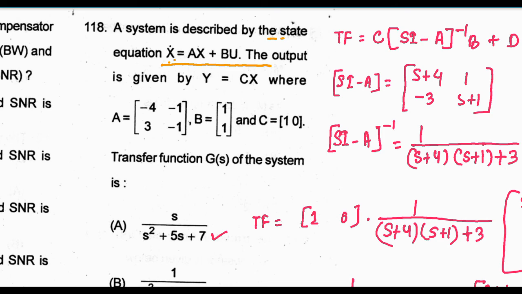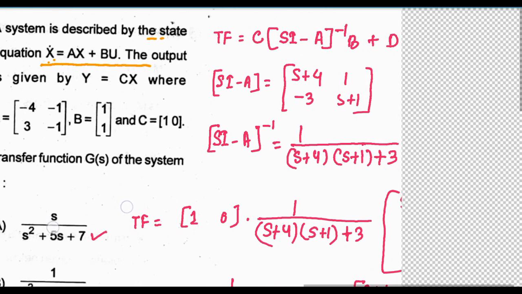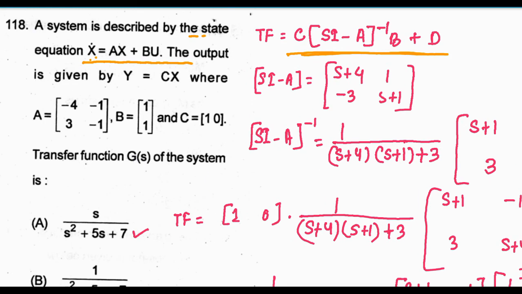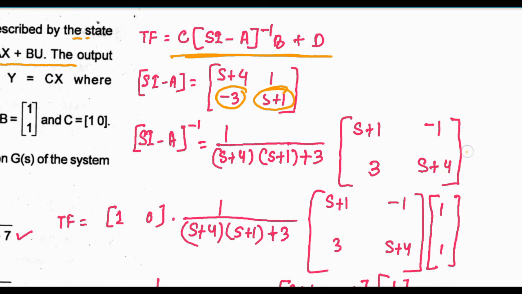Transfer function, we know the formula is C into (sI minus A) inverse into B plus D. This is the transfer function formula we know. So we have to find this one and do the matrix calculations. So what is sI minus A? sI minus A is equal to [s plus 4, 1; -3, s plus 1], and (sI minus A) inverse is equal to 1 by (s plus 4)(s plus 1) plus 3 times the adjoint. What is the inverse? Inverse is the adjoint of the matrix divided by its determinant. It is the determinant value.